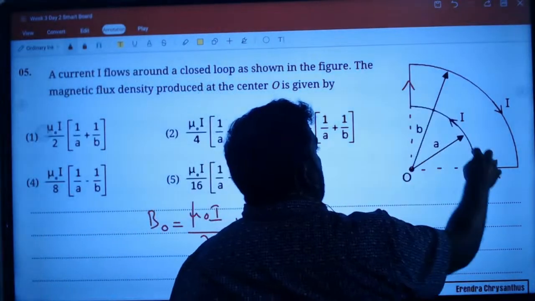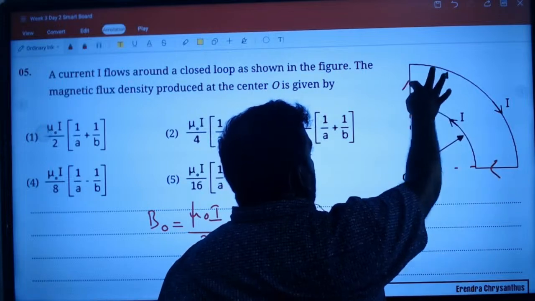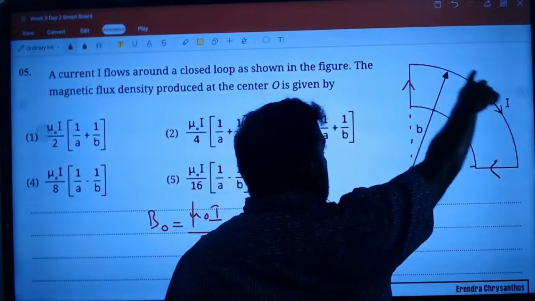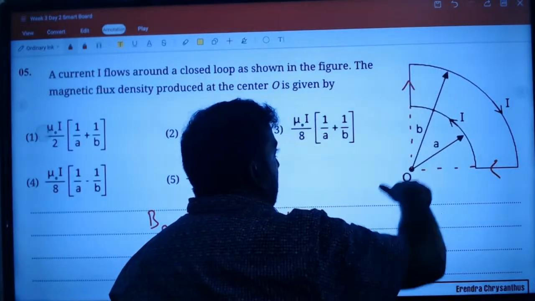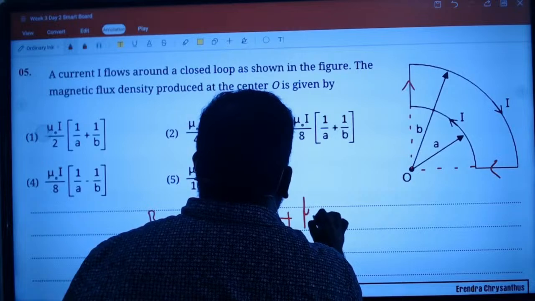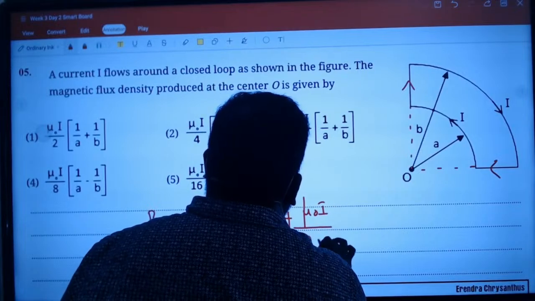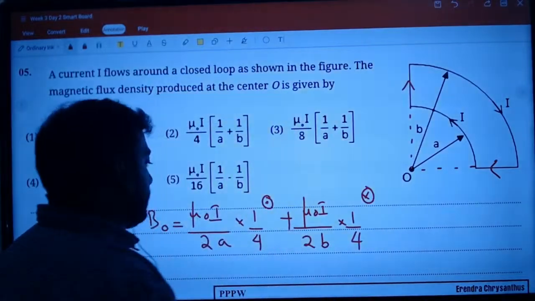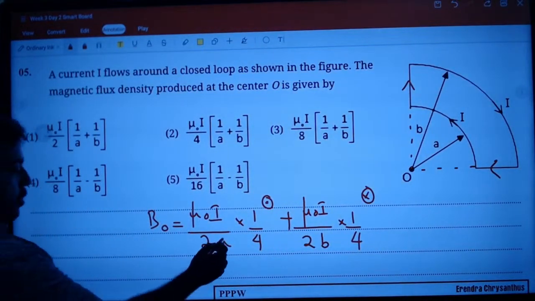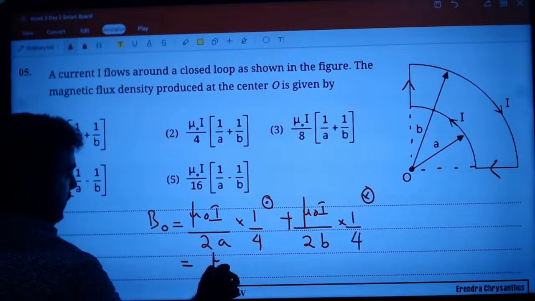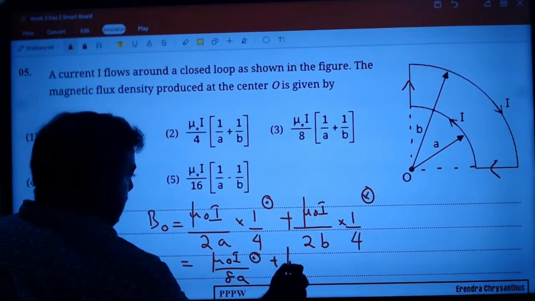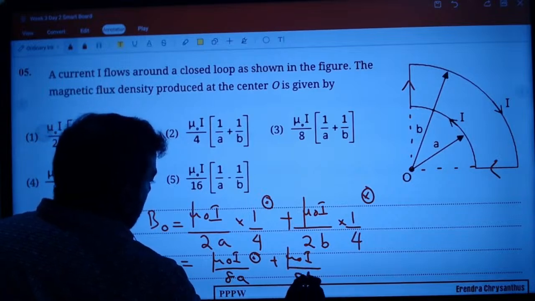Because of these two straight lines there is no field. Why? They pass through the center. From the other arc there is a field inwards: mu naught I divided by 2B times a quarter, into the paper. If you look at this carefully, smaller the distance, greater the field. Mu naught I over 8A outwards. Mu naught I over 8B inwards.